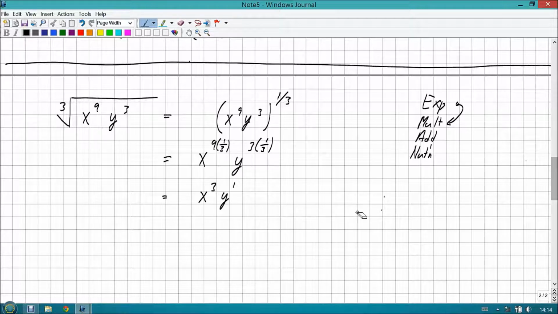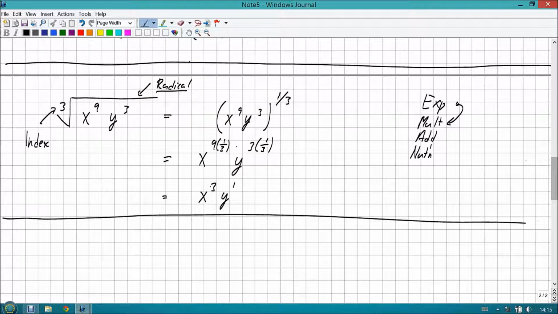So what did that actually do? It looks like we just divided the power by the index. Remember, this is the index. And this thing is called a radical, because it's pretty radical. So you take the index and you divide all the powers by the index. That should be easy to remember.